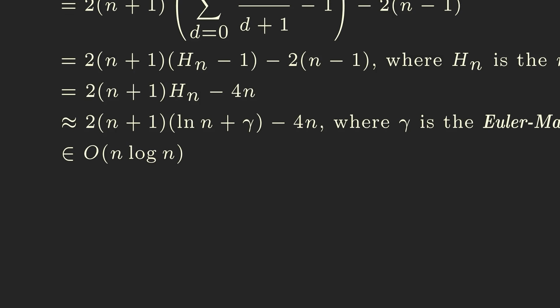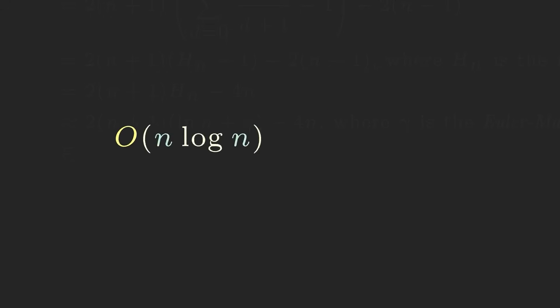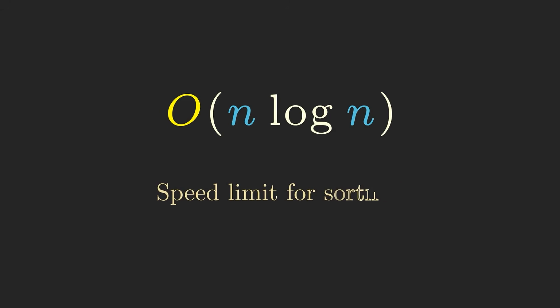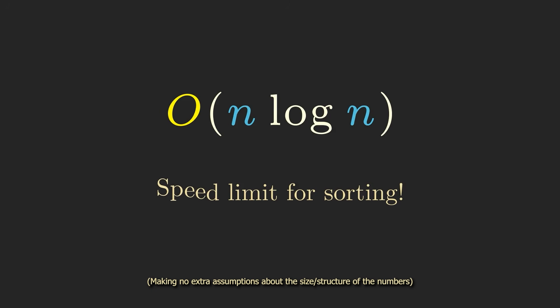And it turns out that O of n log n is actually the fastest possible running time achievable for sorting a list of n numbers. There's a really cool proof of this fact that I may cover in another video. Let me know in the comments if that's something you'd like to see. But for now, let's get back to the main topic of this video.